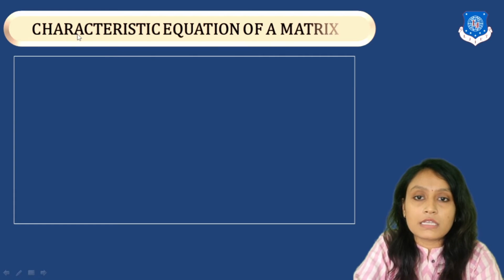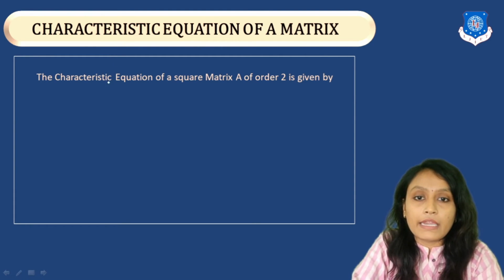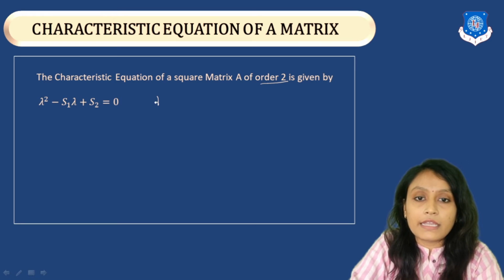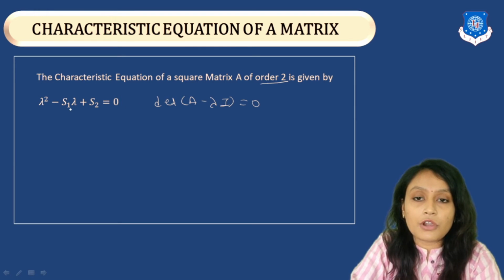Now, next is the characteristic equation of a matrix. The characteristic equation of a square matrix A of order 2 is given by lambda square minus s1 lambda plus s2 is equal to 0. So this we can get from determinant of A minus lambda I equal to 0. This is the shortcut technique to find eigenvalues.